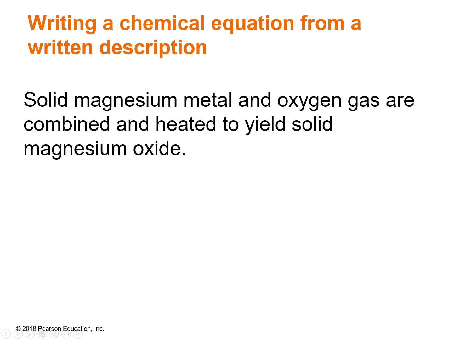Now we've got to go in the reverse. We've got to take a written description and write a chemical equation. So from chapter 6, what you'll need to do is be able to identify the compounds and write chemical formulas from the words. Let's break this down. Solid magnesium metal and oxygen gas are combined and heated to yield solid magnesium oxide.